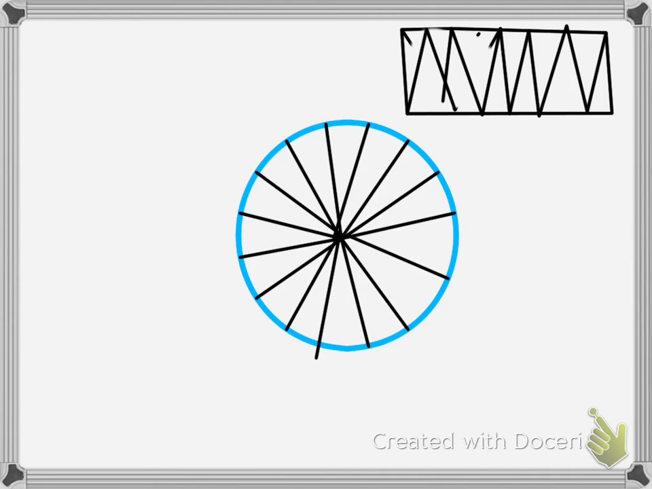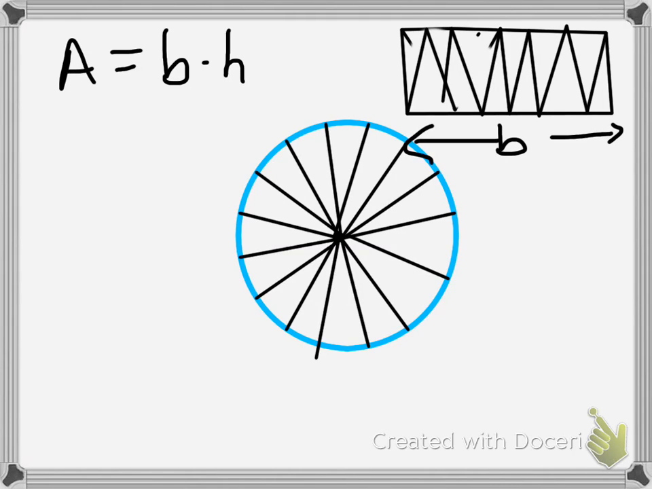And you could actually use this area. You know the area of a rectangle equals base times height, right? Your base length times your height. And you can use that area of a parallelogram or a rectangle, and you can actually find the area of a circle. Because we know that the height of this rectangle is equal to my radius. So I can substitute that in.